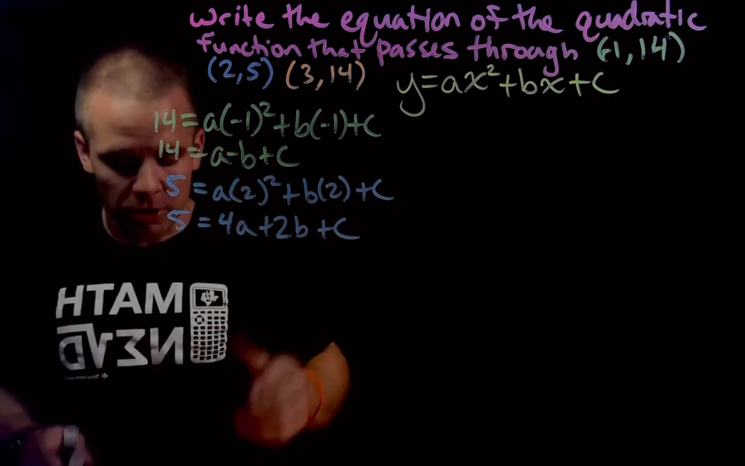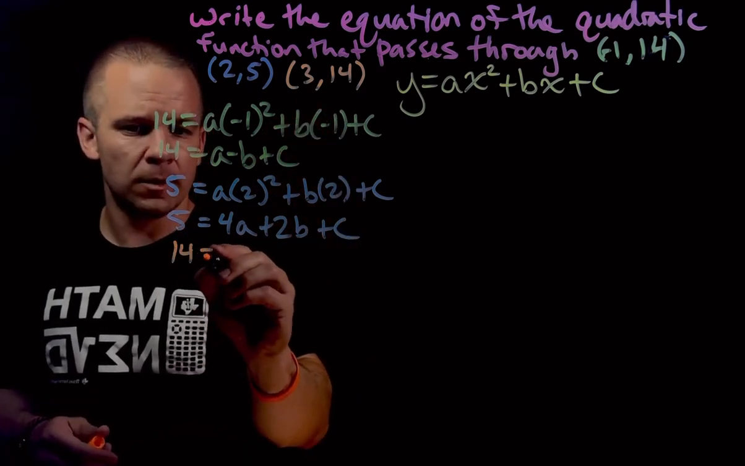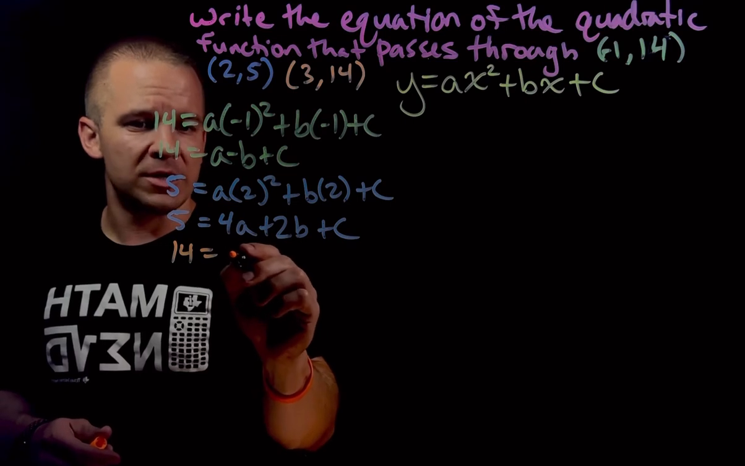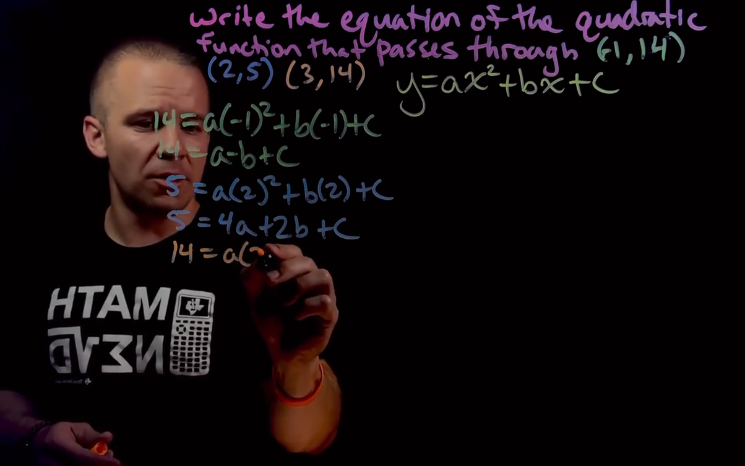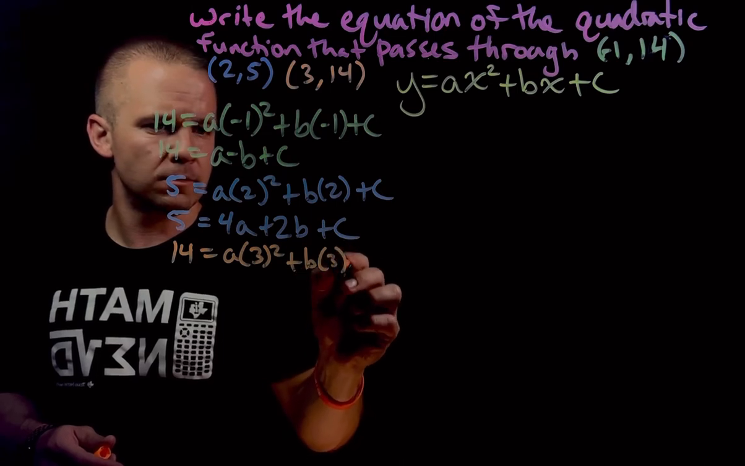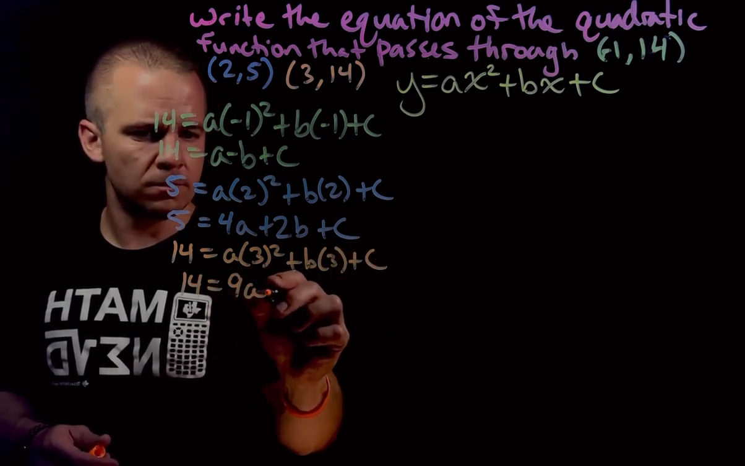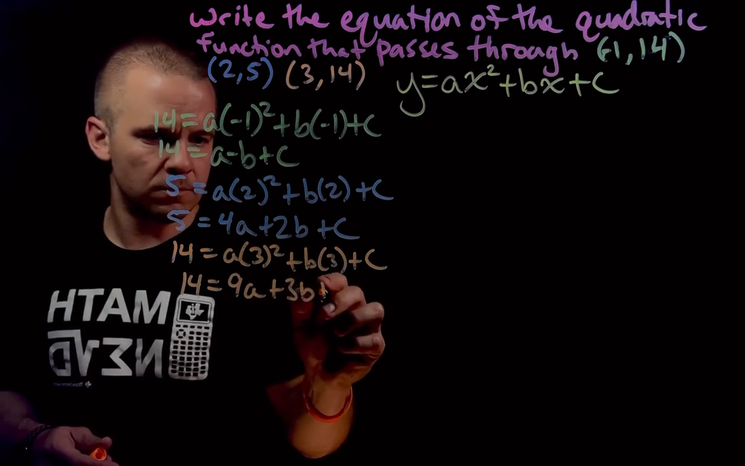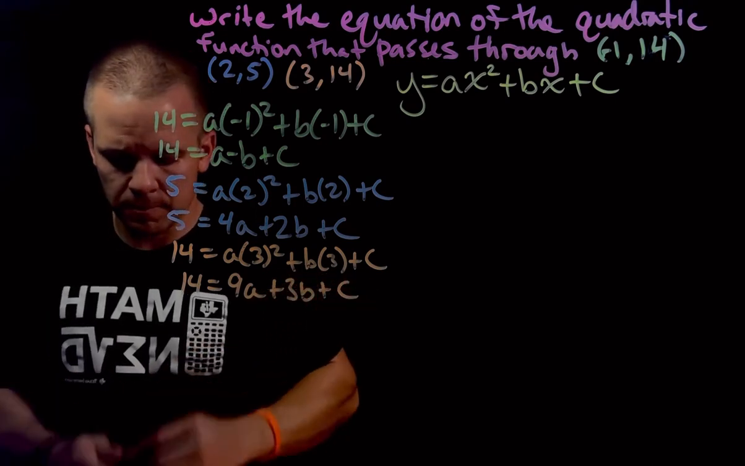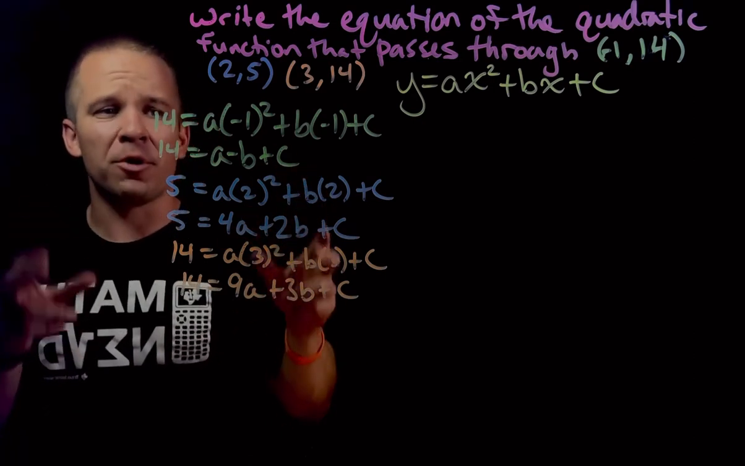So next one, we're going to do an orange. 14 goes in for y. And I've got a times 3 squared. So now I have 3 separate equations.